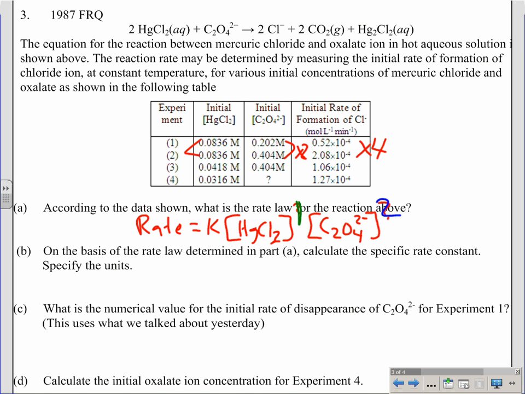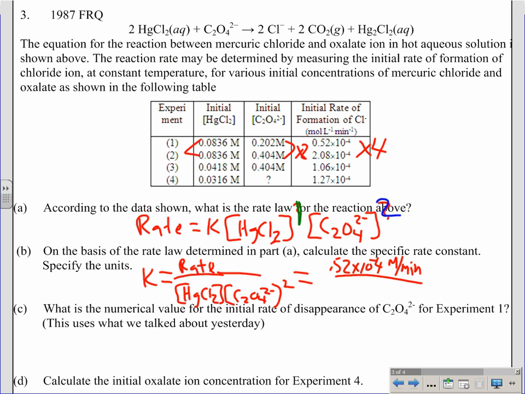And once I know that, that gives me my blanket equation to solve for k. k would equal the rate over the concentration of HgCl2 times the concentration of C2O4 2 minus squared. And remember, I can pull any of my data from up above to do that, so I'm just going to go with experiment 1. Experiment 1 was 0.52 times 10 to the negative fourth. My units, molarity per minute.